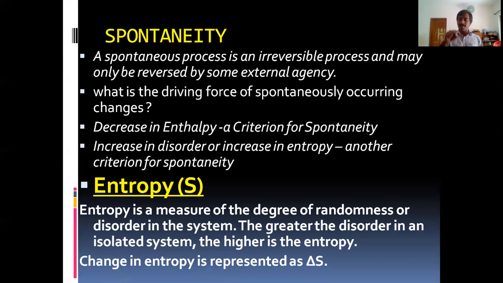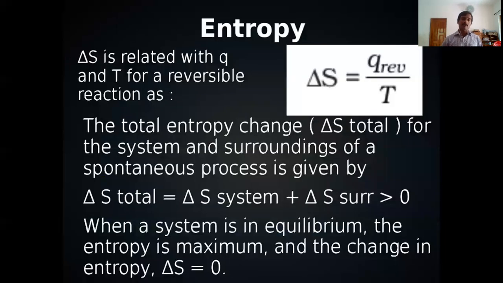And how will you measure this change in entropy? Is it possible to measure the disorder? No. We cannot measure it. We can measure the heat energy liberated or heat energy absorbed. That is possible. But it is very difficult to measure the disorder. Then how can you find out the entropy change? There is an equation to find out the change in entropy. Delta S is equal to Q reversible by T. What is Q reversible? It is the heat energy absorbed or liberated when the system is in equilibrium.